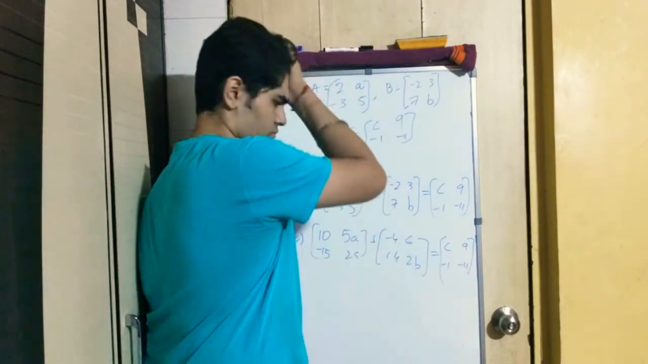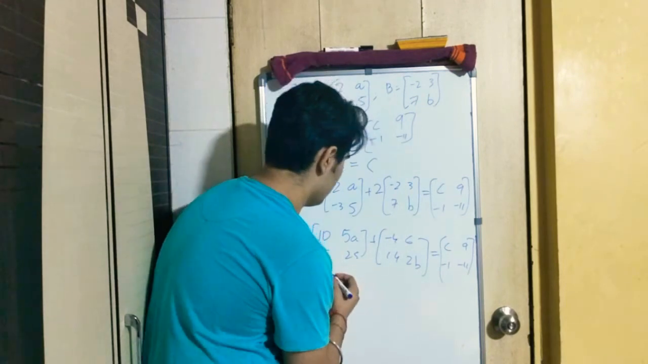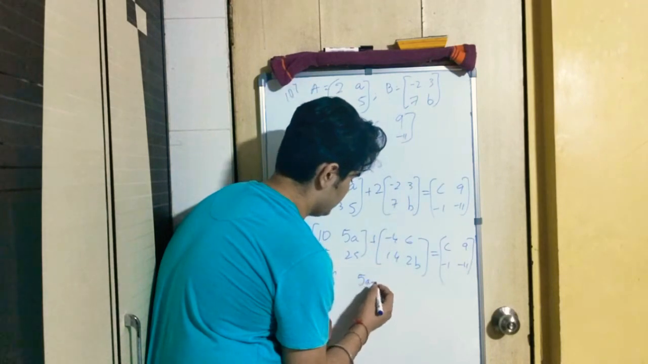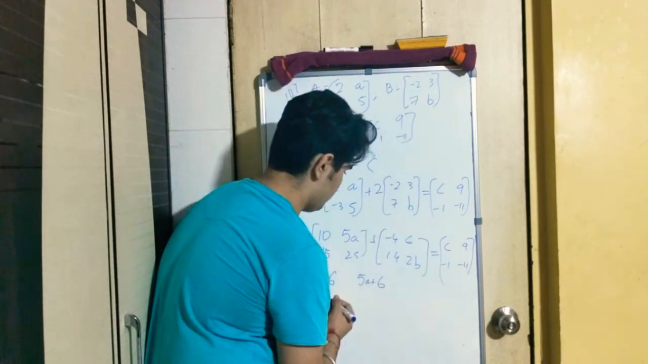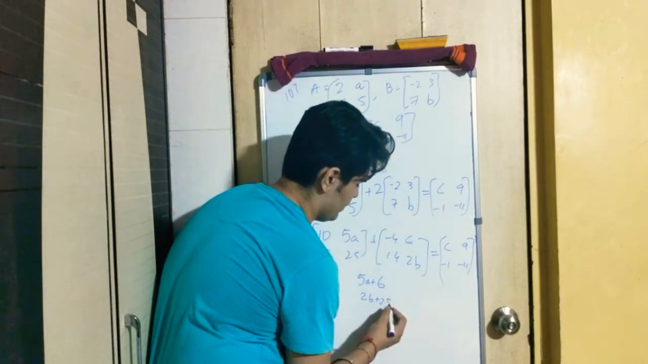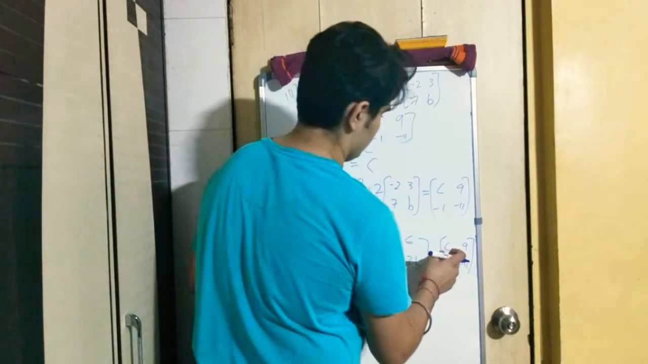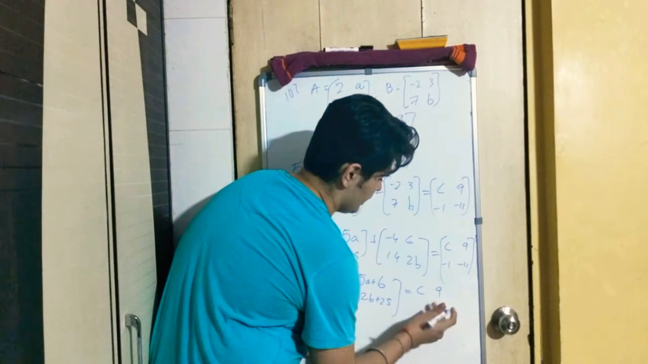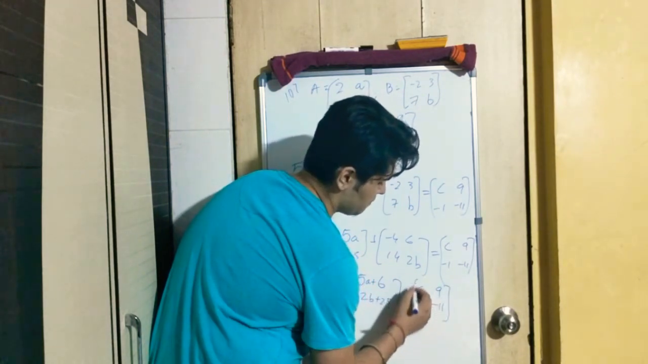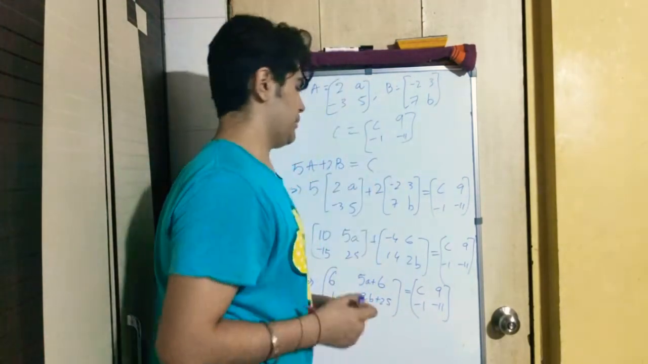Now again adding both the matrices, we get 10 minus 4 is 6, 5a plus 6. Minus 15 plus 14 is 1, 25 plus 2b, so 2b plus 25 is equal to C, 9. This is 9, this is 8, minus 1, minus 11. First copy it down, then I will rub the upper part, you copy it down.